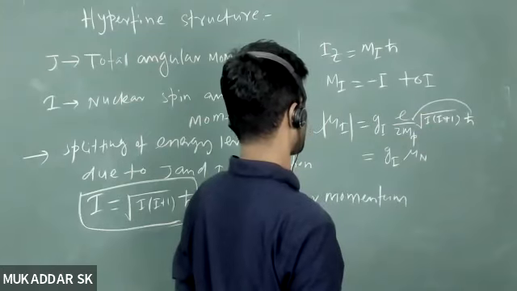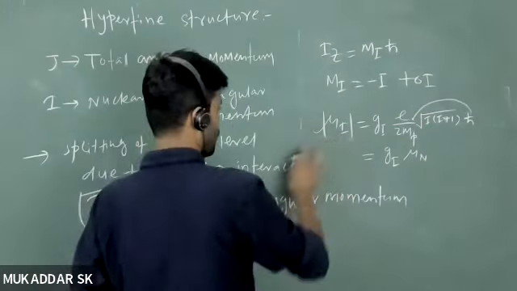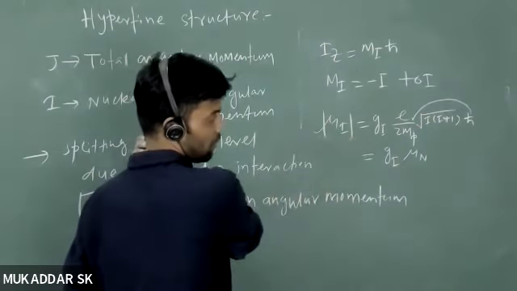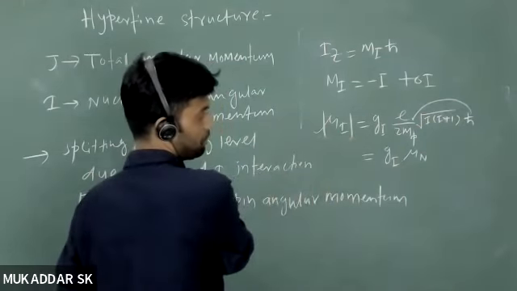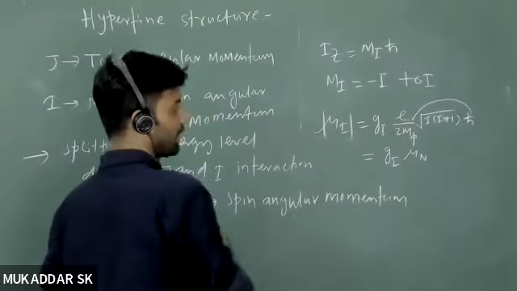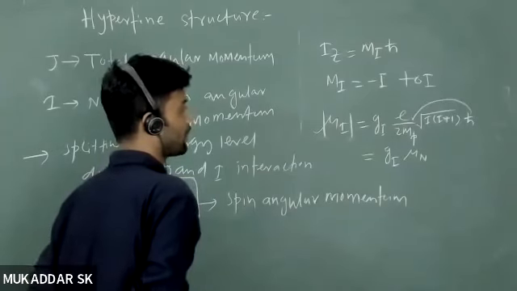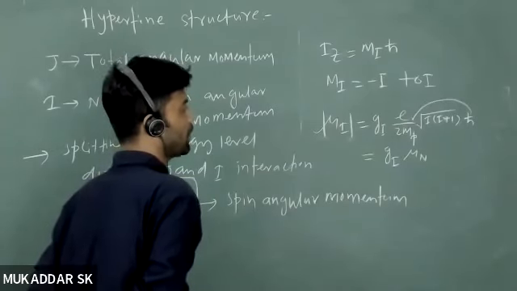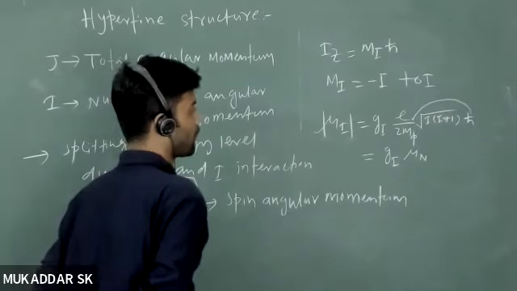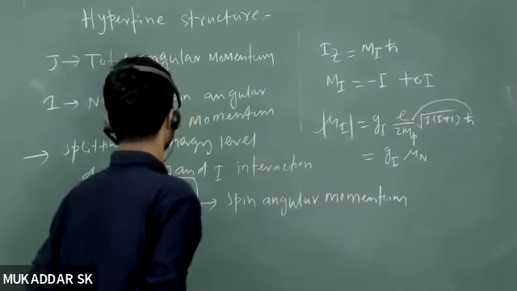No, I'm only calculating the magnetic moment associated with nuclear spin. Only magnetic moment I'm calculating. I'm not considering the Hamiltonian here. When you take the Hamiltonian, that will be mu dot B, right? But I'm only calculating the magnetic moment associated with nuclear spin.